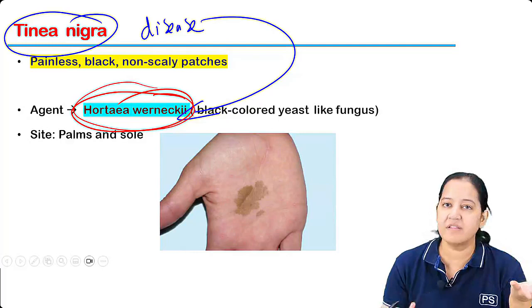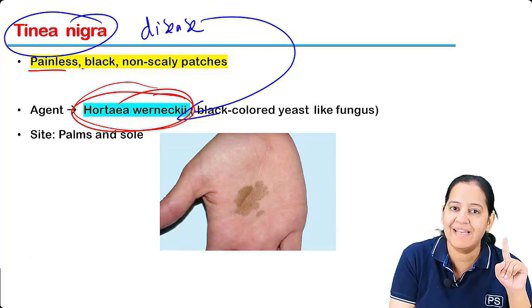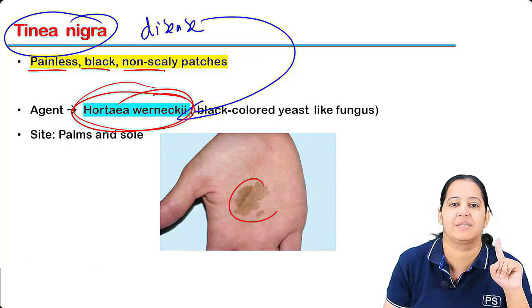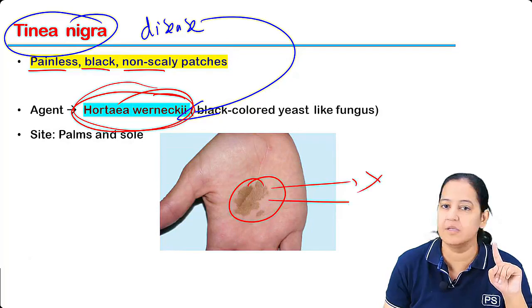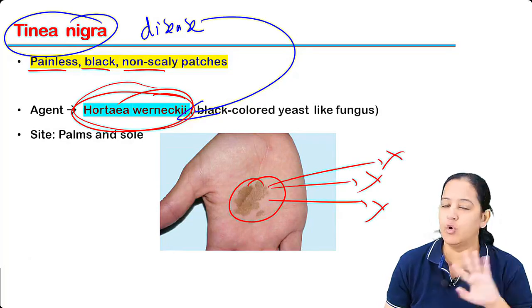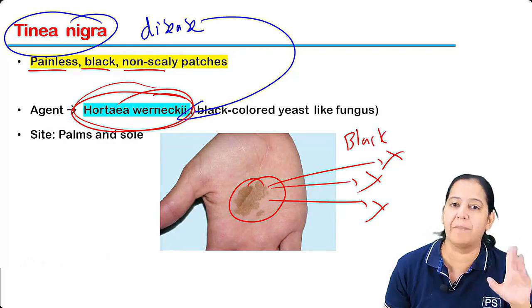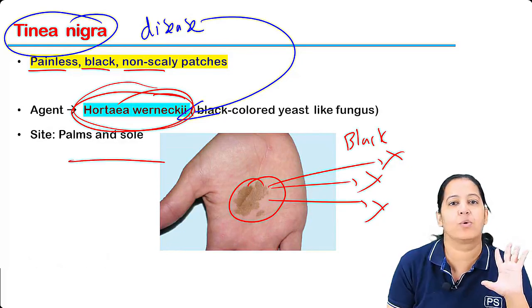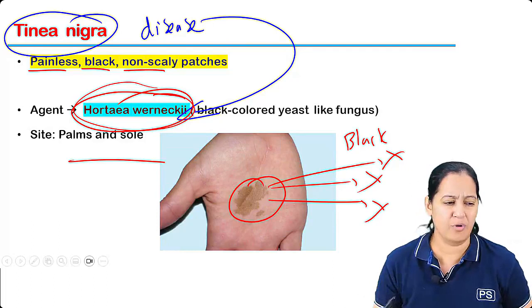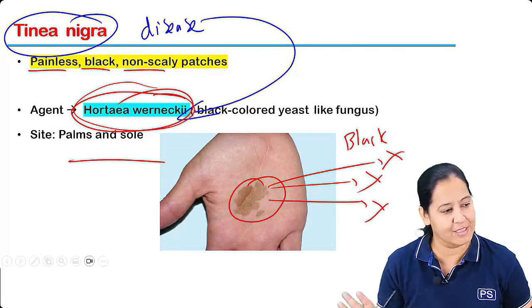Hai na? What are the symptoms? Only one symptom. Painless, black, non-itchy patches. Painless. There is no pain. There is no itching. There is no scaling. No pain, no itching, no. Only a black color. Black color patch on the palm and sole. On the palm and the sole. That's it. And it's a spotter. Matlab diagnosis ke liye kuch khas nahi hai. That's it. We are done with second fungus.